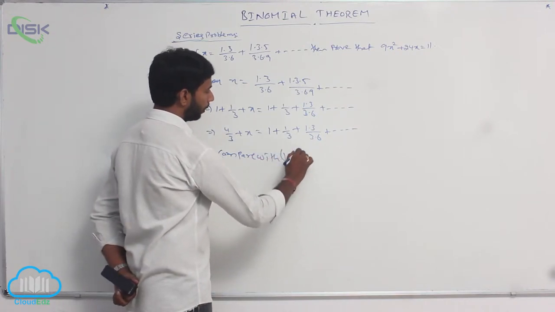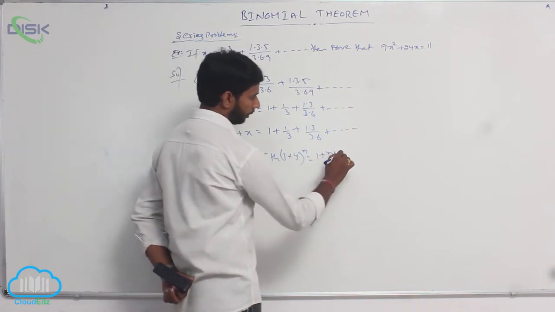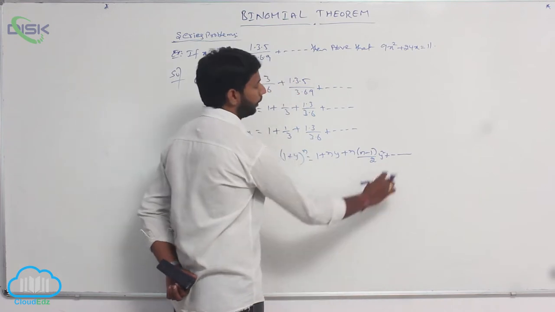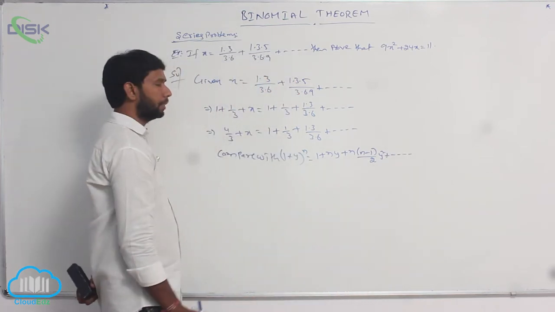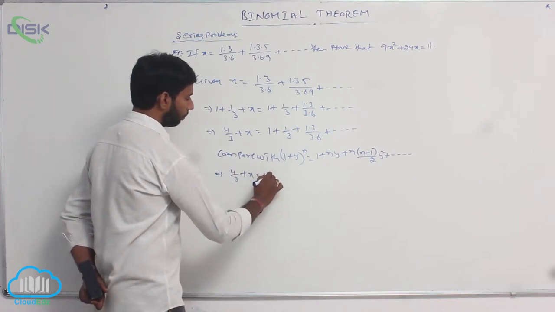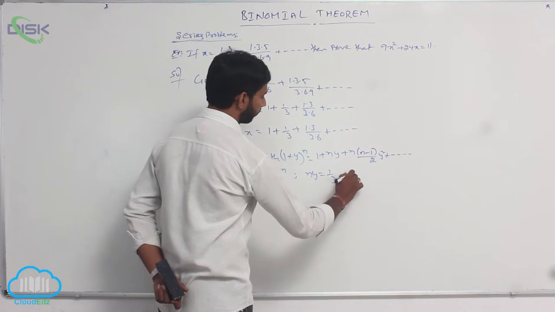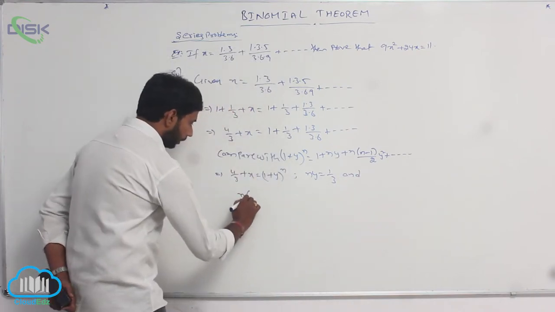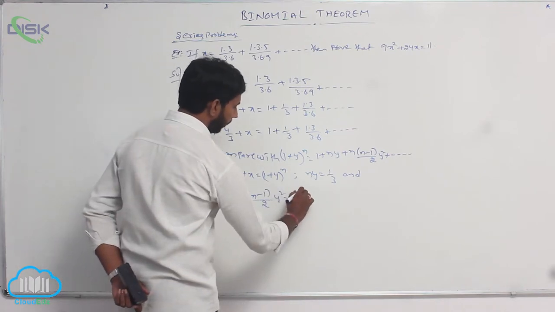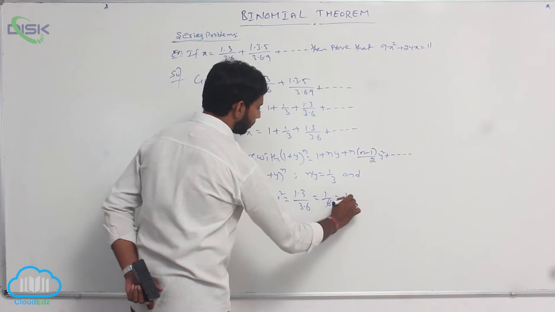Compare with 1 plus y whole power n is equal to 1 plus n y plus n into n minus 1 by 2 into y square plus and so on. That implies 4 by 3 plus x is equal to 1 plus y whole power n, and n y is equal to 1 by 3. And n into n minus 1 by 2 into y square is equal to 1 into 3 by 3 into 6 is equal to 1 by 6. Here 2 gets cancelled, 6 3 times, it is 1 by 3.